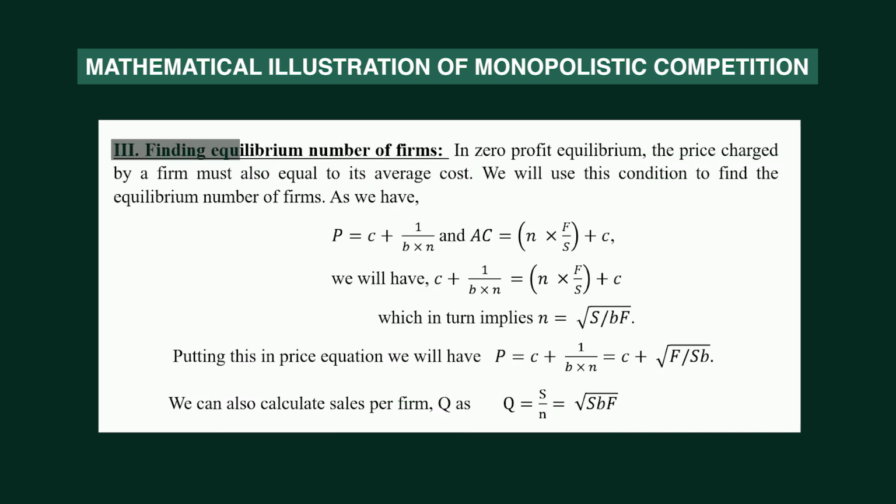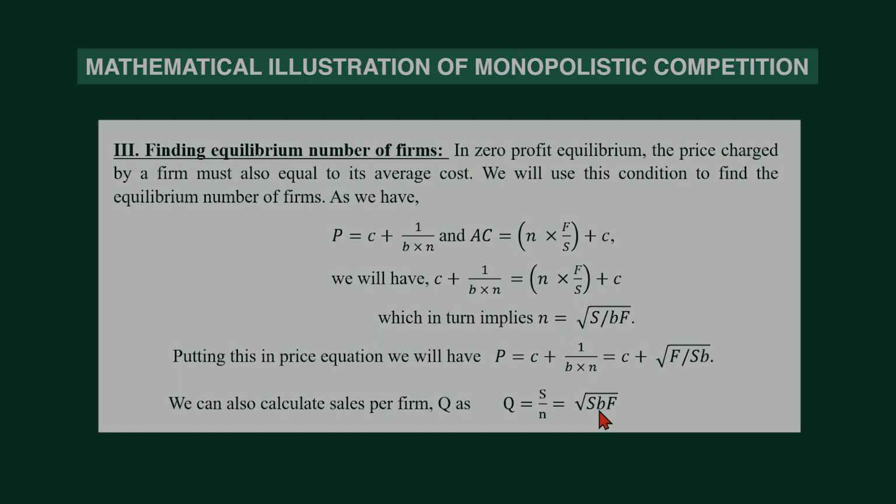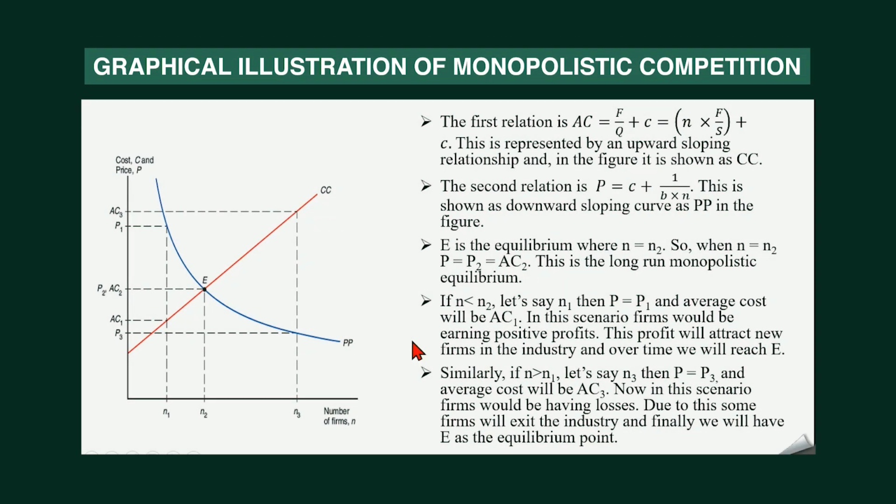And this is again finding the equilibrium, how to get it. You put these values in the relevant equations, then you will get the price like this, and this is the equilibrium. And if you do a little bit of manipulation in this equation, you get the number of firms like this, and Q is equal to S by N. So the bottom line here is the relationship that I said, the average cost curve.